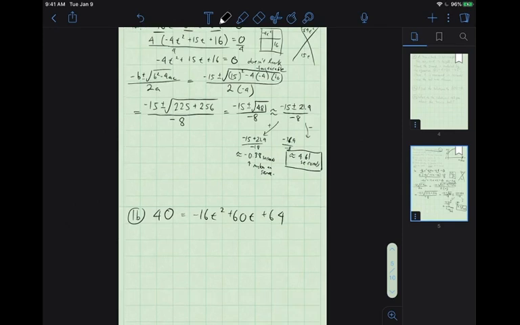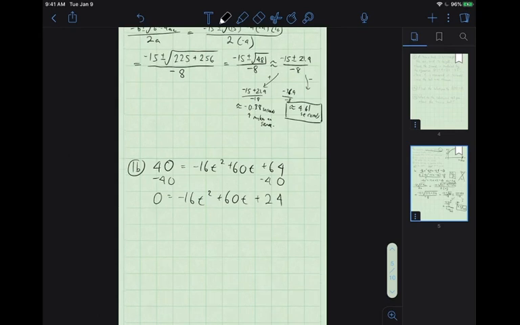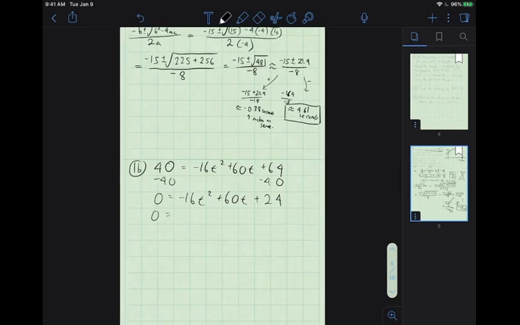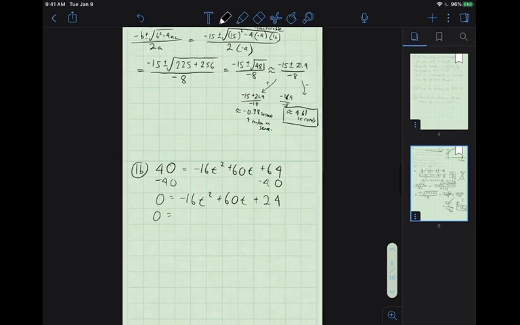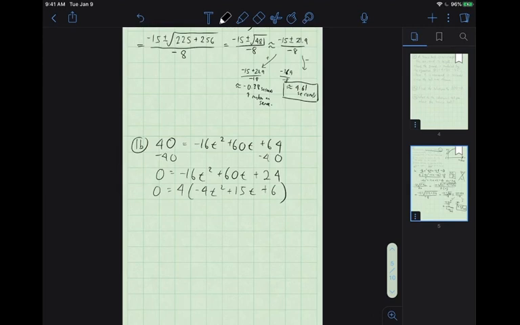We can't factor or solve it just yet. We have to take away 40 from both sides. 0 equals negative 16t squared plus 60t plus 24. Looks like we can factor out a 4. Divide everything by 4.